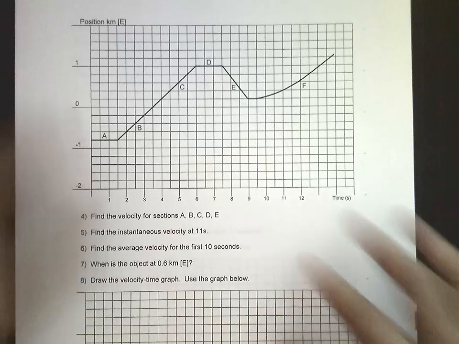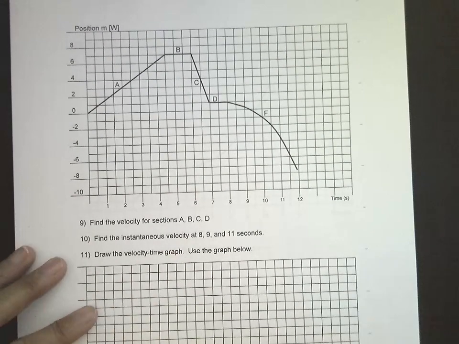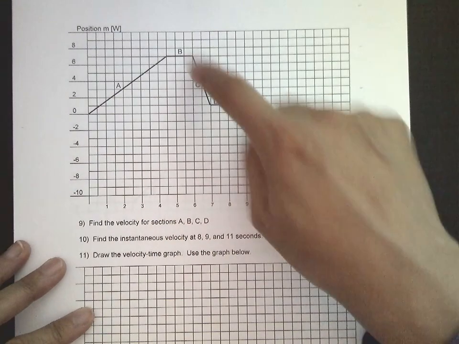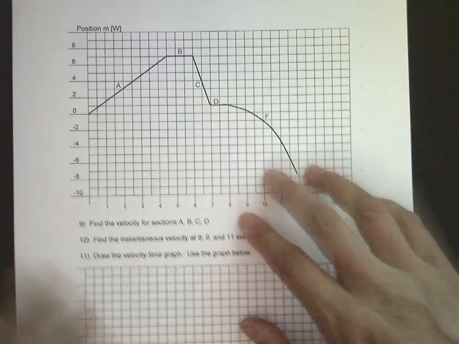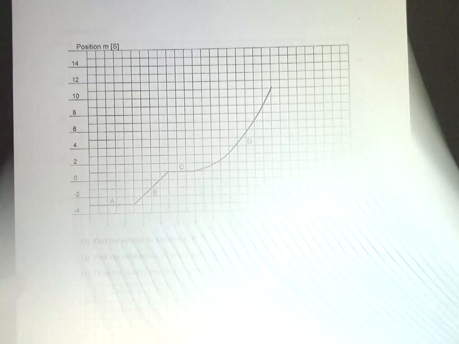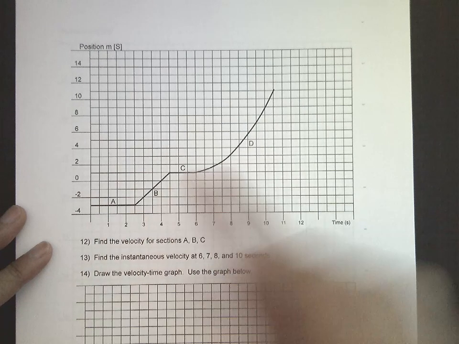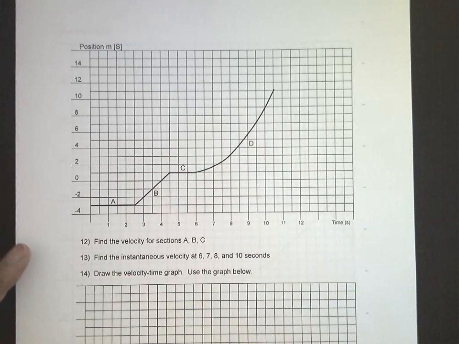Okay. Again, for the next page, only do the straight lines for now. Okay. So sections A, B, C, D. Ignore F. I'm not sure where E went, but yes, ignore F. And then also this one, only do A, B, and C. Again, ignore F. The next lesson, we will focus on curved lines.